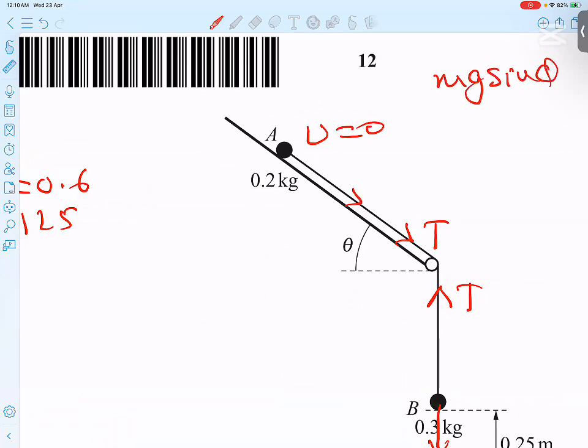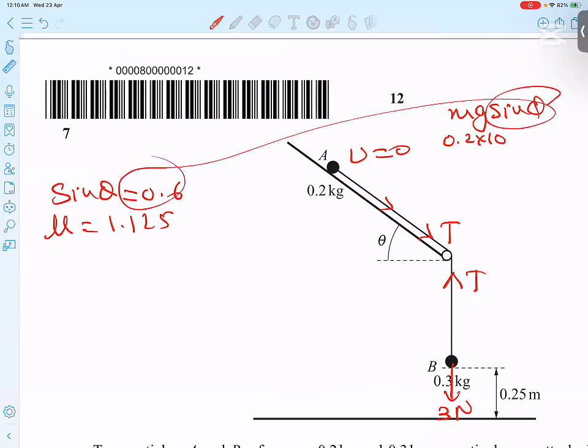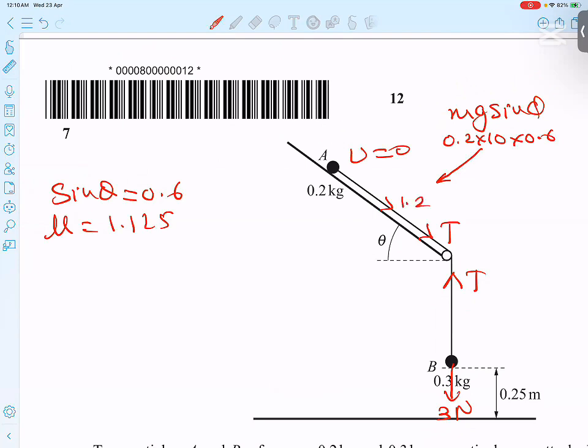Let me elaborate. Mass is 0.2, gravity is 10, and sine theta, we have a special value, which is 0.6. So if I apply 0.6, this weight component is acting: 0.2 into 10 into 0.6 is 1.2. We got this 1.2 weight component. I believe this part is very clear.